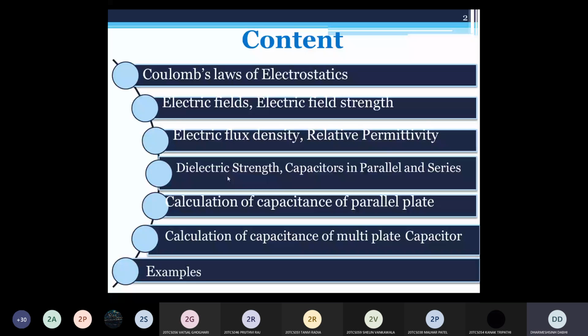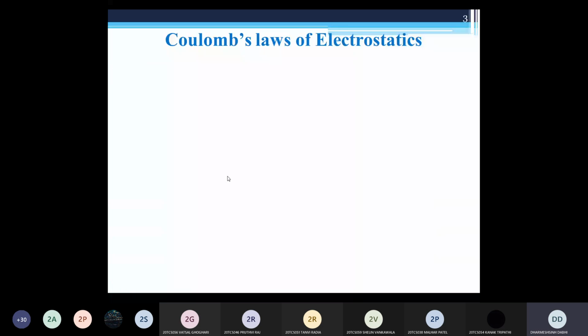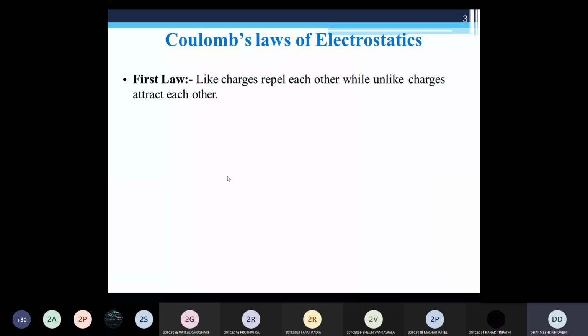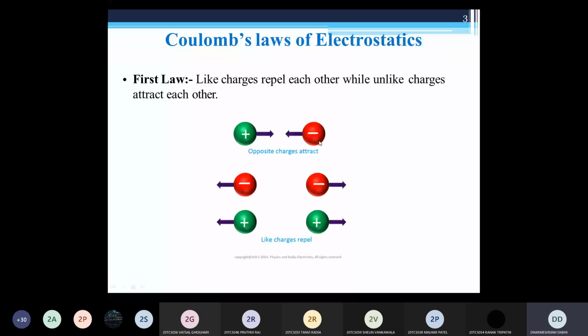So let's start the first topic, Coulomb's law of electrostatics. There are two laws of Coulomb. The first law says that like charges repel each other, while unlike charges attract each other. You can see this graphically also: plus and minus attract each other, and like charges, meaning the same charges, negative-negative or positive-positive, repel each other. That is Coulomb's first law.